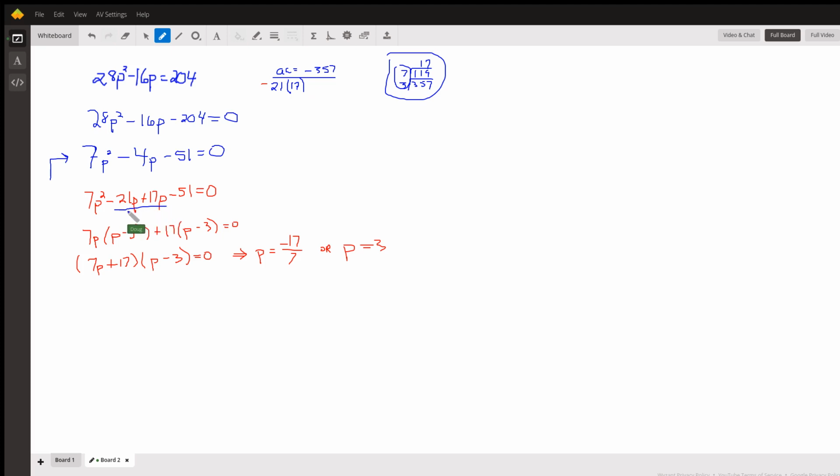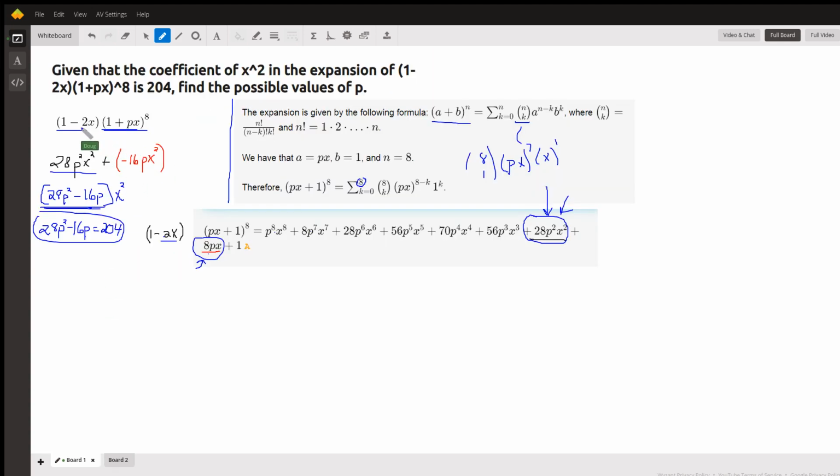And now you can factor out by grouping, 7p from the first group and 17 from the second group. Set each factor equal to 0. There are your values of p that will make the original expansion of all of this have the x squared term equal to 204.